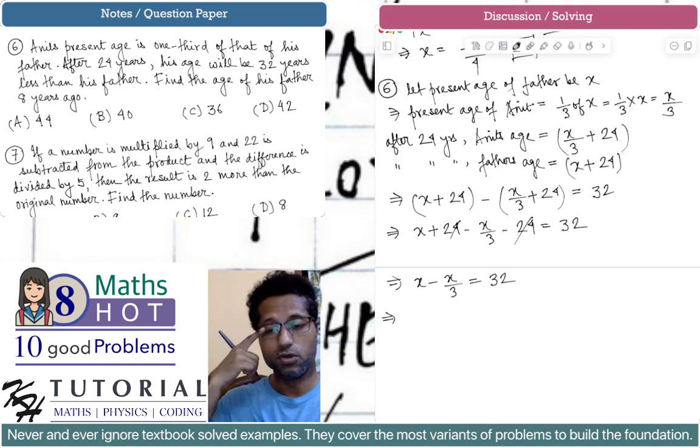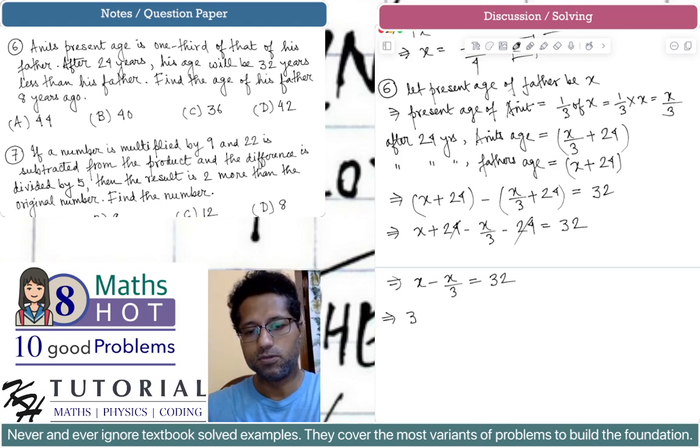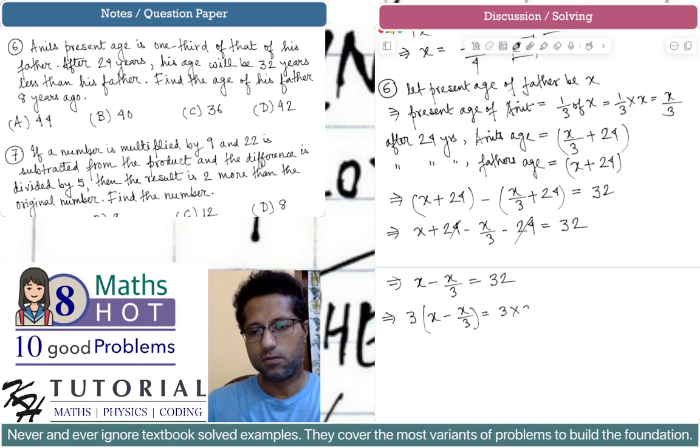Now in this equation you can multiply both sides by 3, because there is one rational term minus x by 3 whose denominator is 3. So if I multiply both sides with 3, just to get rid of the rational terms, I get 3 into x minus x by 3 is equal to 3 into 32. This implies if you do the product on the LHS, we get 3x minus x is equal to 96. This implies 2x is equal to 96. This implies x is equal to 96 divided by 2, which is 48.